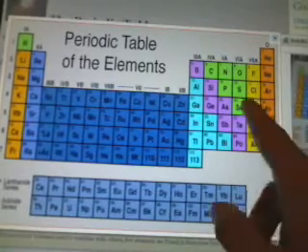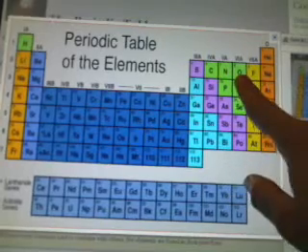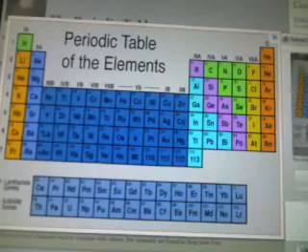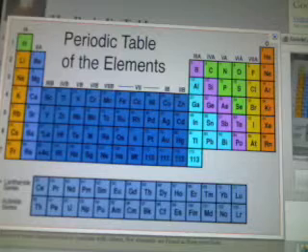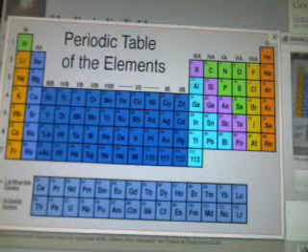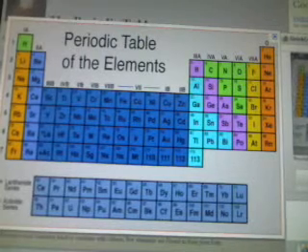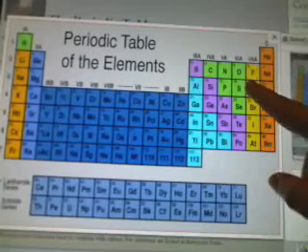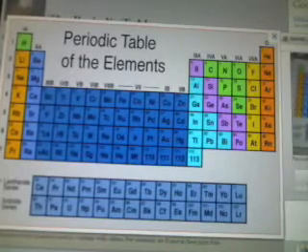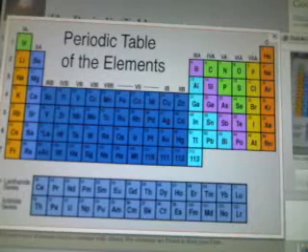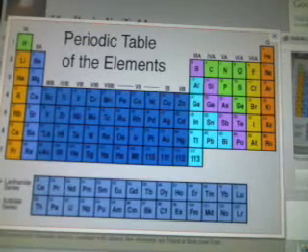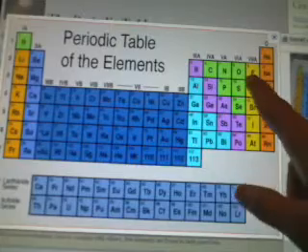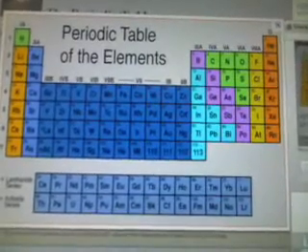This family right here, beginning with O, oxygen, is the chalcogen family. It is somewhat reactive, and they are nonmetals, and they are common on Earth. Next to it, beginning with F, are the halogens. This is group 7. They're the most reactive nonmetals, and fluorine is the most reactive nonmetal, which is the first one in the column.